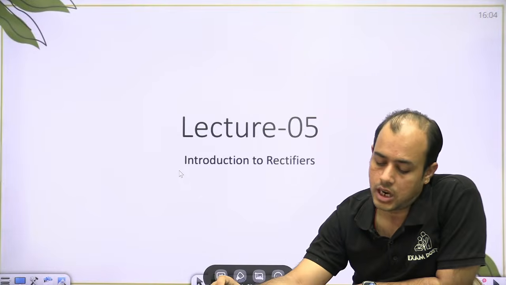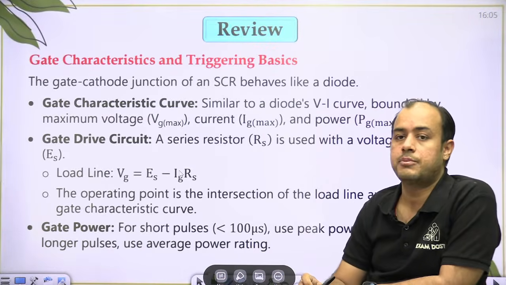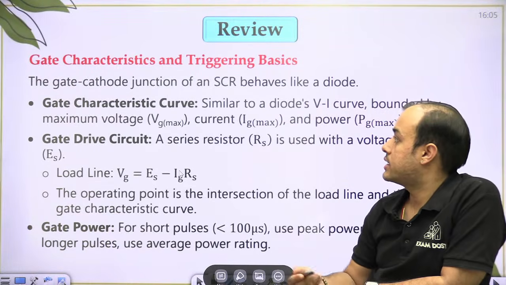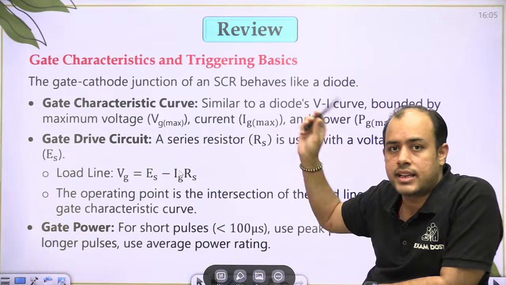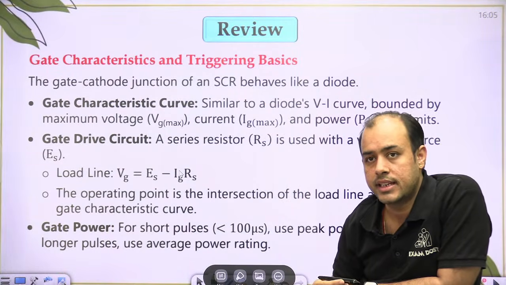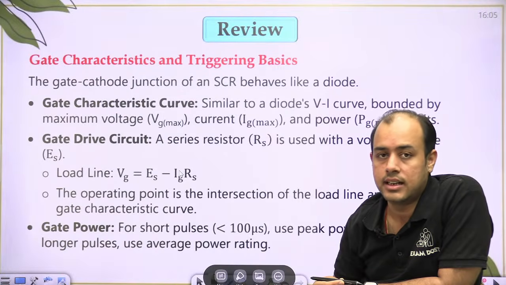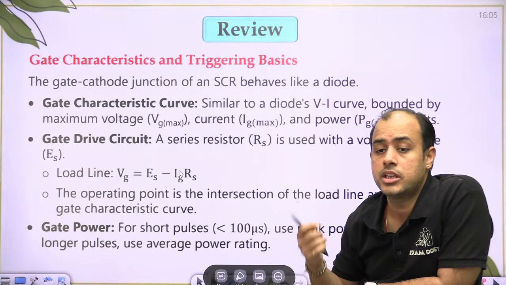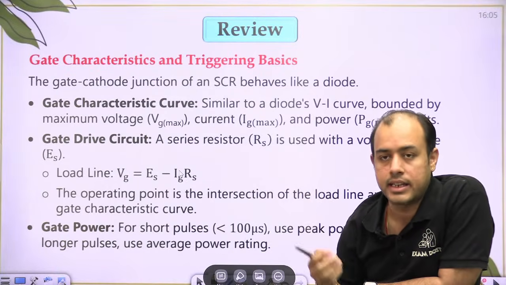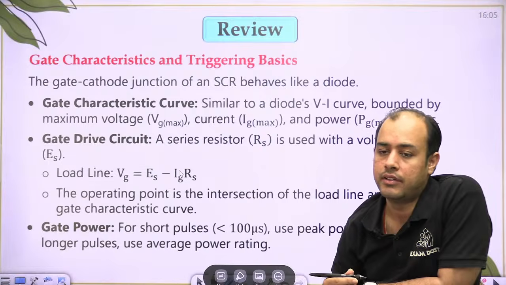Without wasting any time, let me start by first reviewing what we covered yesterday. Yesterday we saw the gate characteristic and the triggering basics. The gate cathode characteristic is similar to a diode VI curve, and it has the limitations: min voltage, max voltage, min current, max current, and the maximum power.